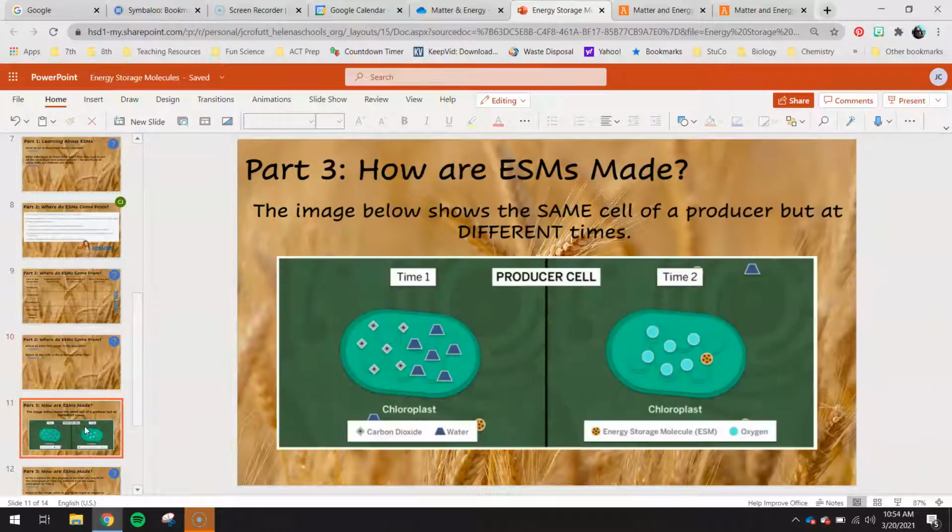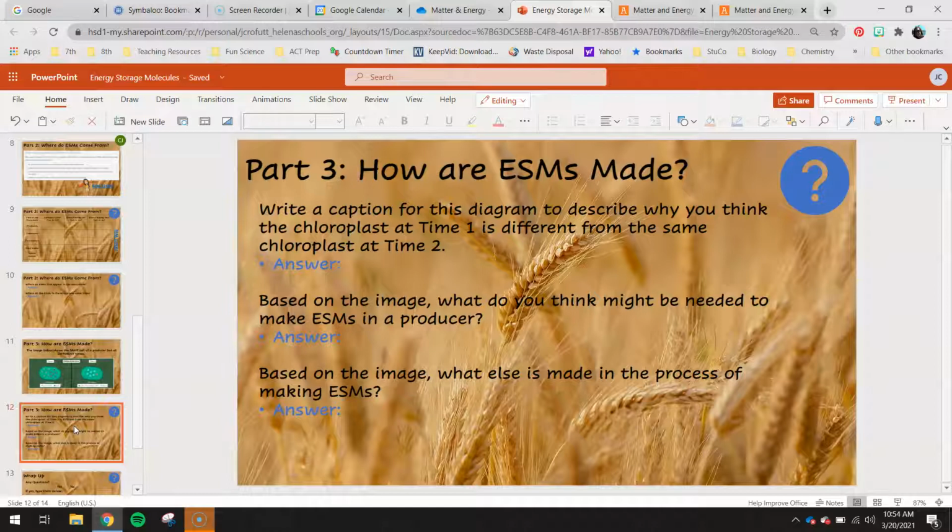All right, for the third part, the image below shows the same cell. So this is the same cell as this one right here, but at two different times. You can take a look. All right, here's that carbon dioxide. Here's water. This is chloroplast, energy storage molecules, oxygen. And again, these are little pictures caught at two different times. So your first question is to write a caption for this diagram to describe why you think the chloroplast at time 1 is different from the same chloroplast at time 2.